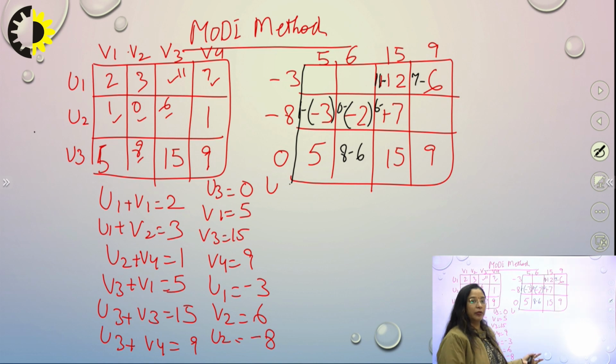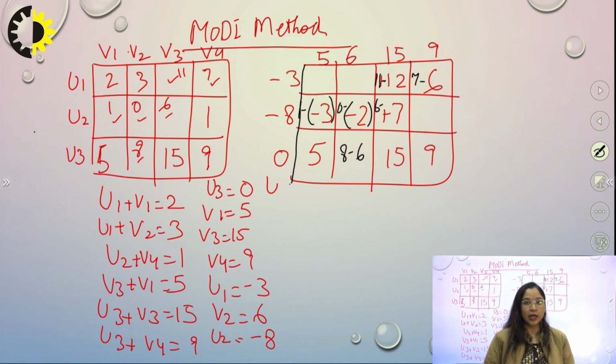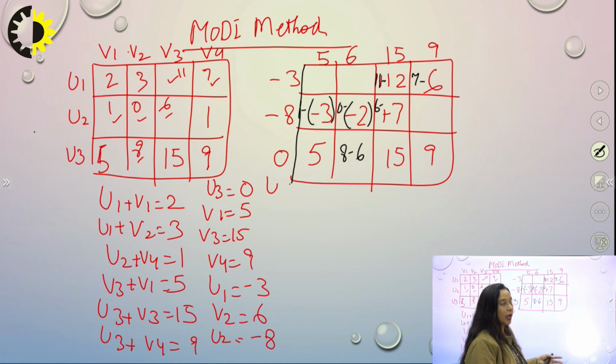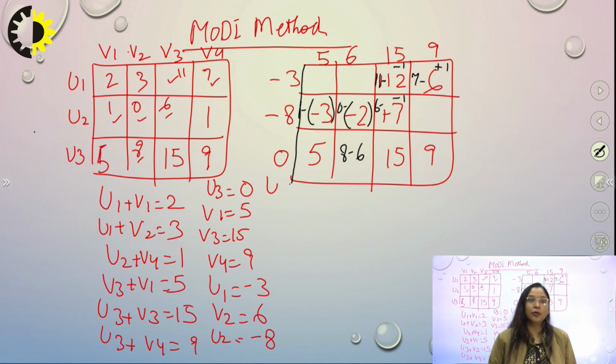So, now what will be the next step? I will see if there is any negative number in the whole matrix. If there is any negative number in the whole matrix, that means the solution obtained is not optimal. So, we have to go further and rearrange the allocations again. I can see here this is minus 1 and this also is minus 1. No, sorry, this is plus 1. These two are the negative values. That means there is further scope for improvement. So, the next step is the stepping stone method.